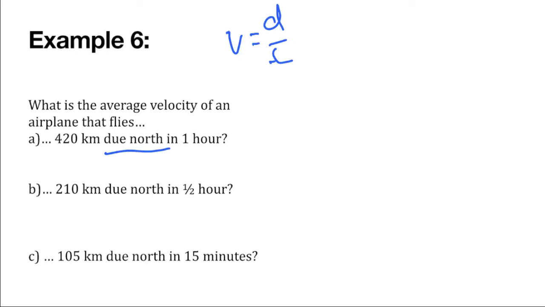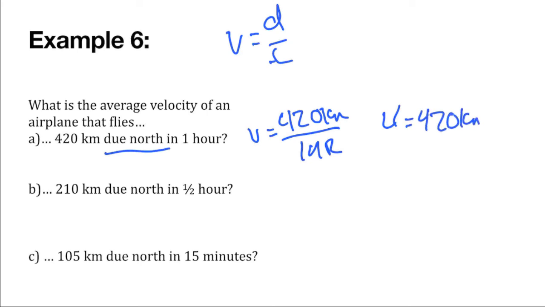Well, this is easy because I already have my distance, which is 420 kilometers. And it tells me my time of 1 hour. Well, anything divided by 1 is just that number. So I should have 420 kilometers per hour north. There you go. Good.